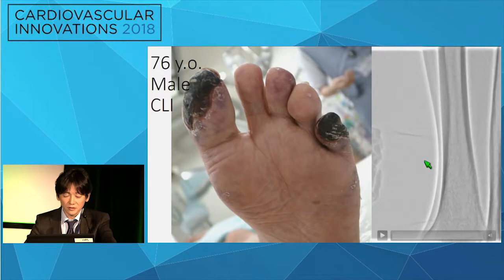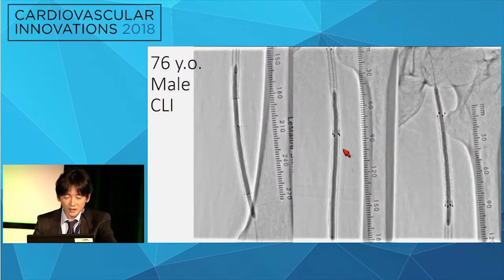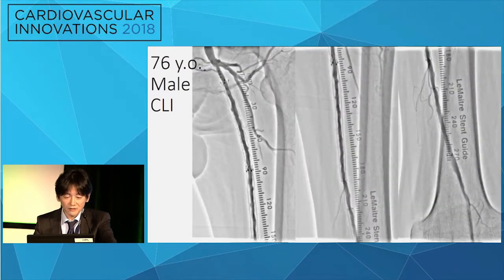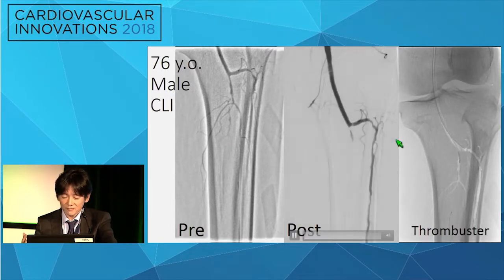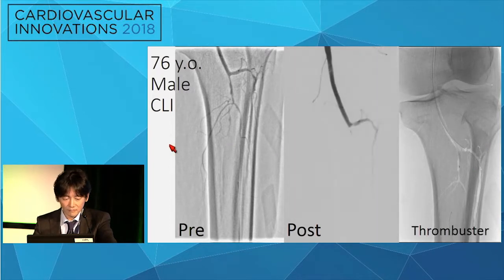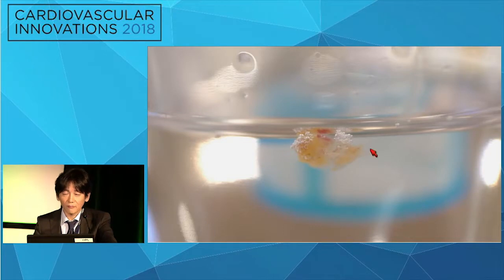Instent occlusion. Balloon angioplasty was performed to cover the whole instent occlusion site. The result is pretty nice. However, as you can see, the plaque has been dropping like this. Then I used the aspiration catheter like this. Then we got the plaque like this.